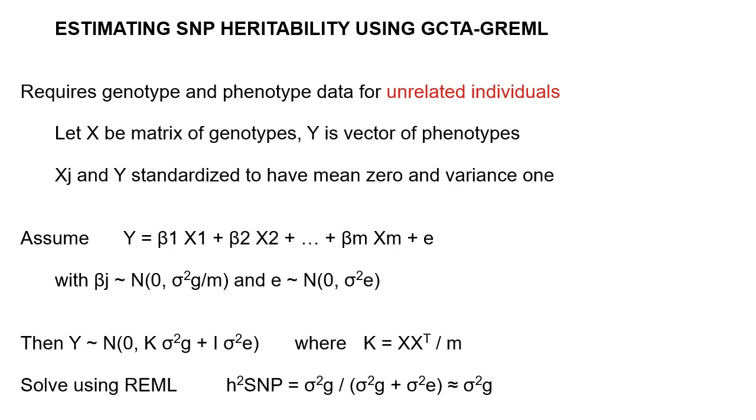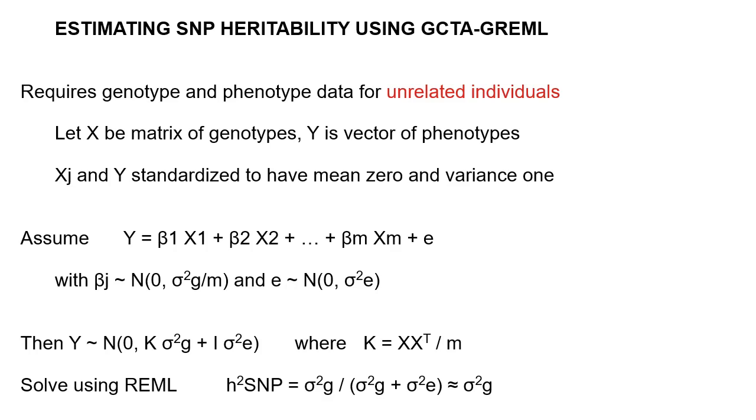Let X be a matrix of genotypes, so Xj contains the values for SNP j. Y is a vector of phenotypes, and we assume that both genotypes and phenotypes have been standardized. This doesn't change any of the assumptions, but it makes the maths a bit easier to read. So GCTA begins by assuming this long linear model that Y is a linear combination of SNP values. So beta 1 is the effect of SNP 1, beta 2 is the effect of SNP 2, up to beta M, the effect of SNP M. So M could be maybe 500,000. There's also a noise term E.